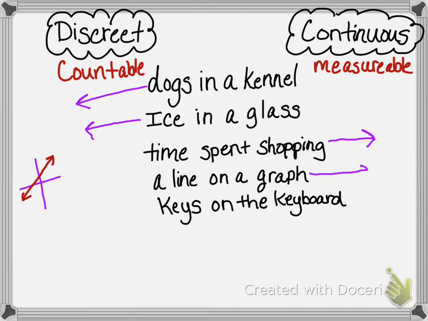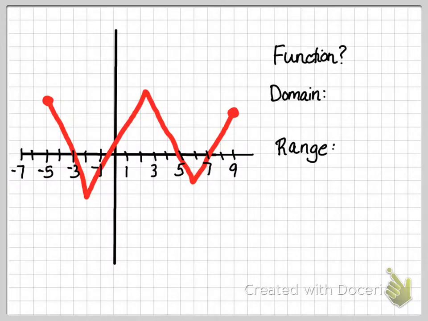It would be continuous. All right, keys on the keyboard of a computer. What do y'all think? Discrete. I'm pretty sure y'all got 100 on that. All right, here we go.